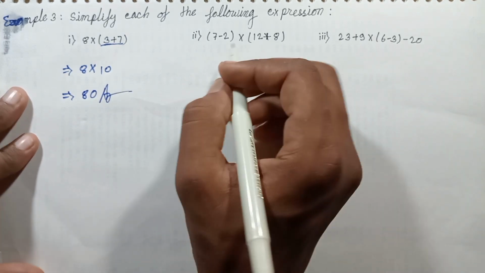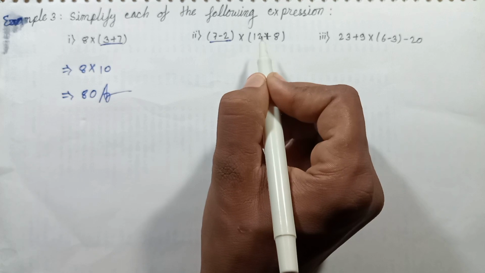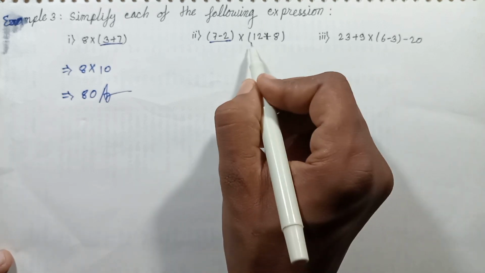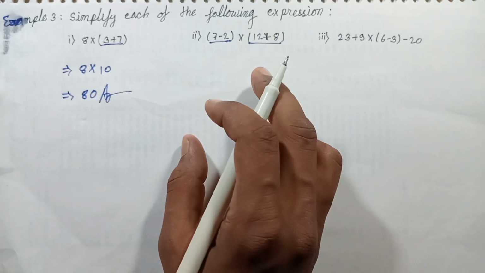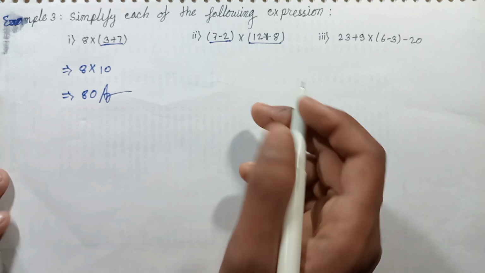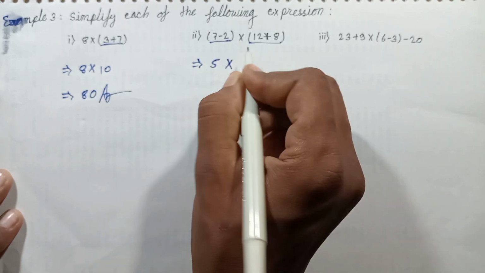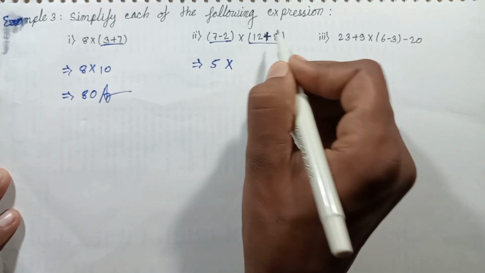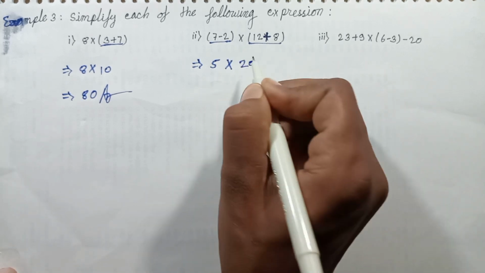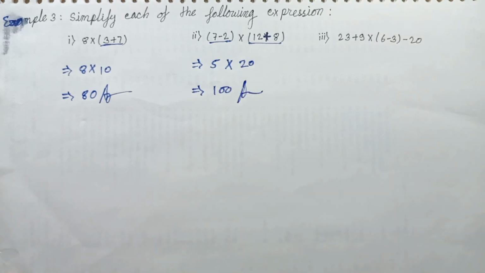Next situation. First of all, solve in parenthesis, curly and square brackets. This question is given in a parenthesis bracket. First of all, solve the parenthesis portion. 7 minus 2 comes out 5, multiplied by 7 plus 8. 7 plus 8 is 20. 20 times 5 comes out 100. 100 is my answer.